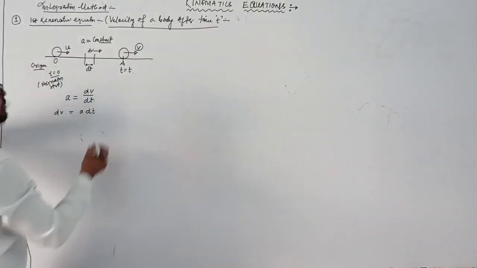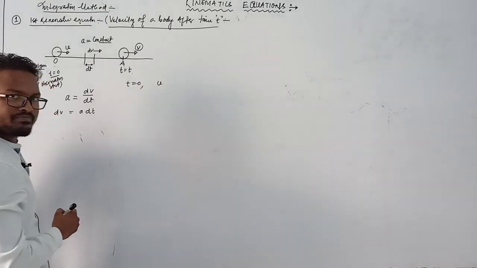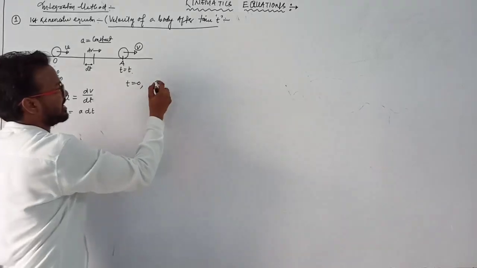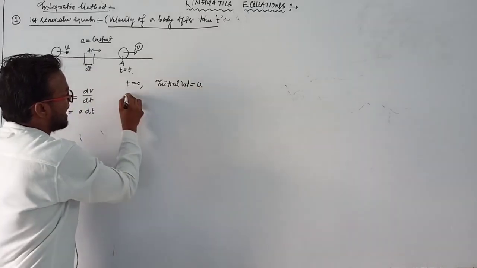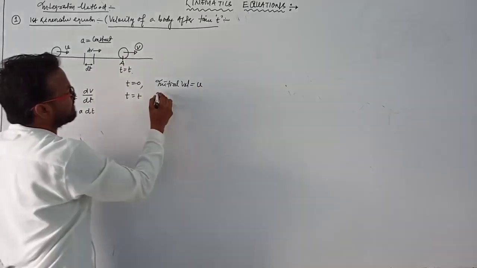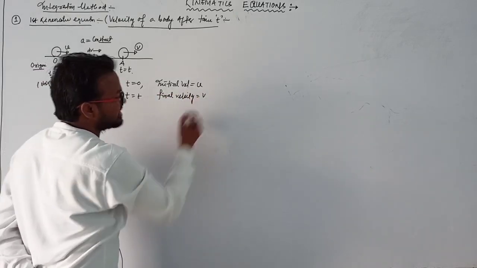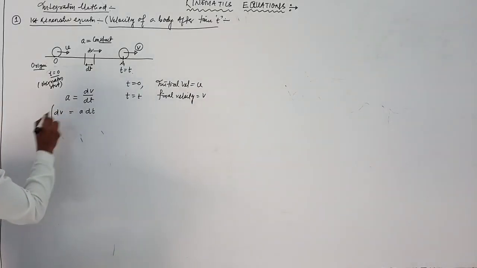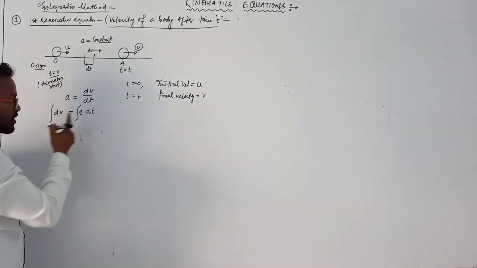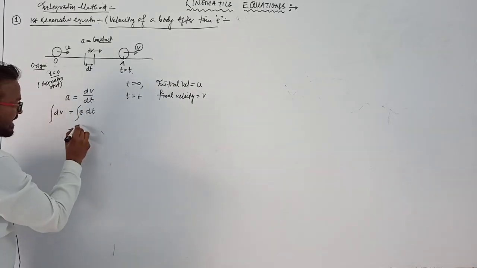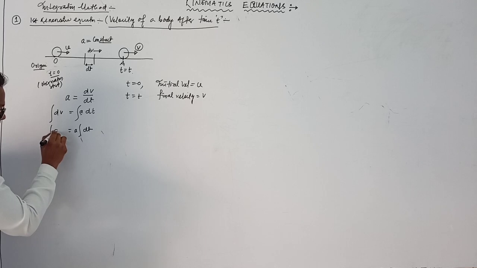When time t equal to 0, its initial velocity is u. Clear? At time t equal to 0, we can write initial velocity equal to u. After time t, it attains a final velocity of the body, that is v. So we have to use integration here, and the integration symbol is like this. Here a is a constant quantity, so you can take it out of the integration. So you can write here a integration of dt, and integration of dv.